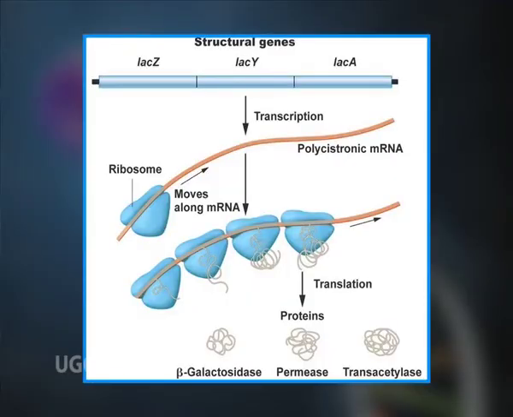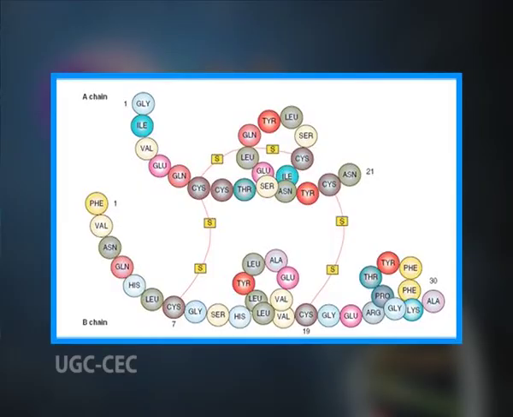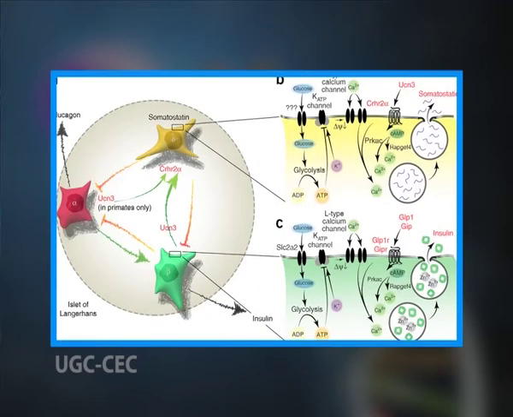This is called a polycistronic transcription unit, which is common in bacteria and the mitochondrial genome. Besides, the nuclear genome also codes for some proteins produced by a common transcription unit. Example, the insulin chains A and B and somatostatin.